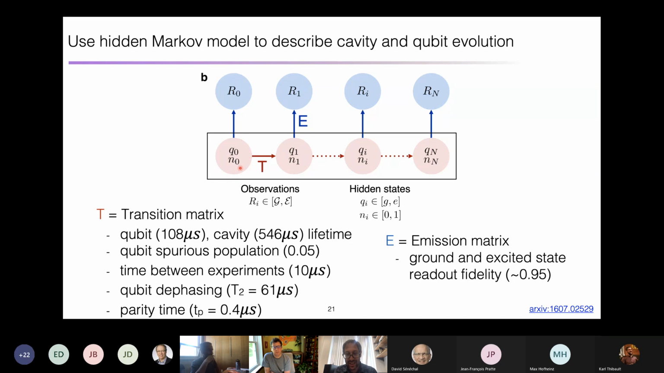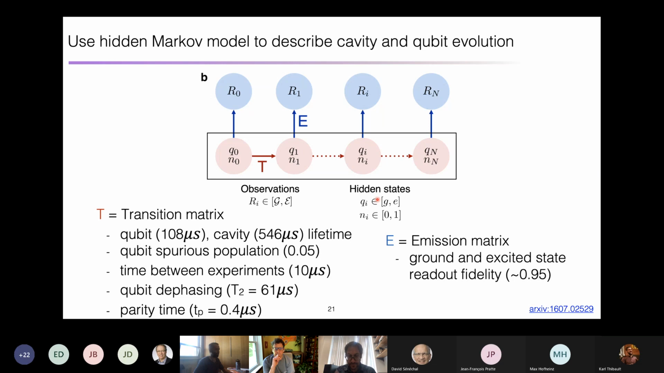And the basic idea is that you have your actual observations, which is whether you think the qubit is excited or ground, and you're mostly right, maybe, but not always right about that. And then you have these hidden states, which are basically what the qubit actually is at that time step and what the cavity actually is at that time step. And the goal is to infer what this N0 was, whether the cavity had 0 or 1 photons at the initial time, based on all of this observed data.